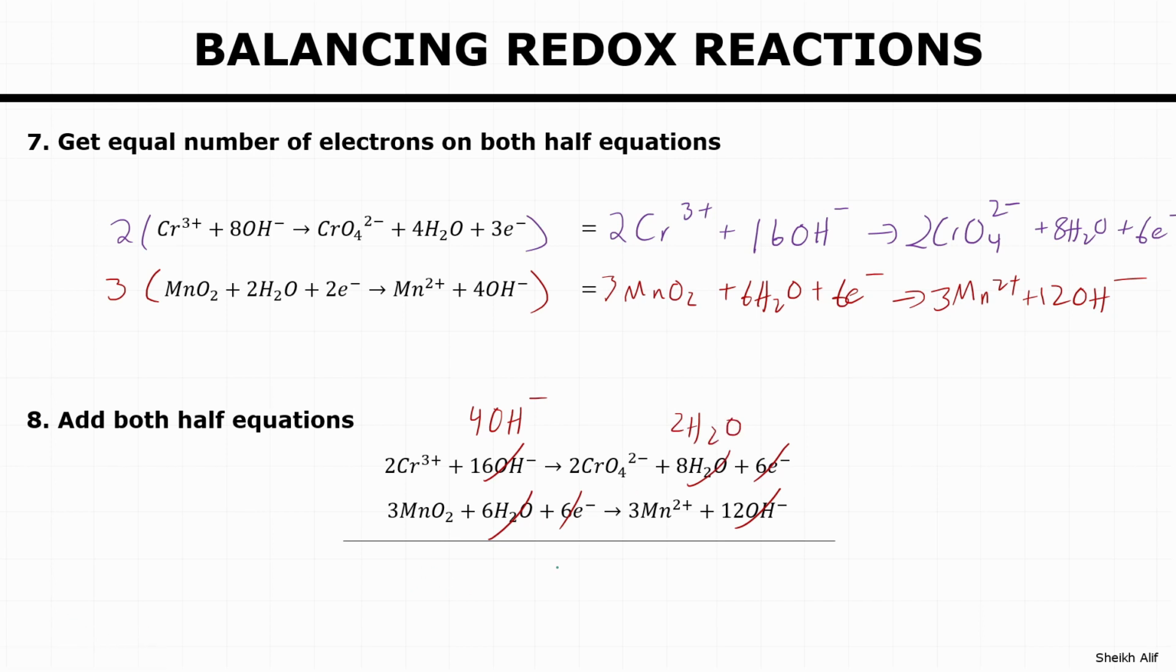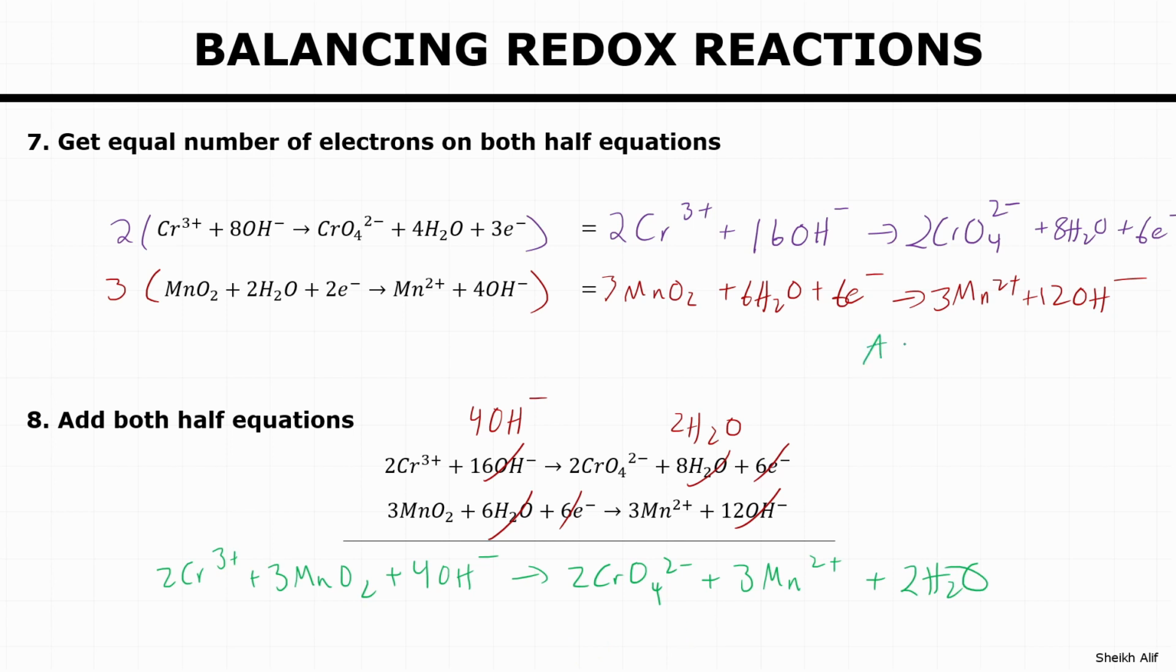So let's write this all up. Oh my god, this is going to be long. 2Cr3+ plus 3MnO2 plus 4 hydroxide produces 2 chromate ions, 3 manganese ions, and then 2 waters. And that's your balanced redox reaction in a basic solution.